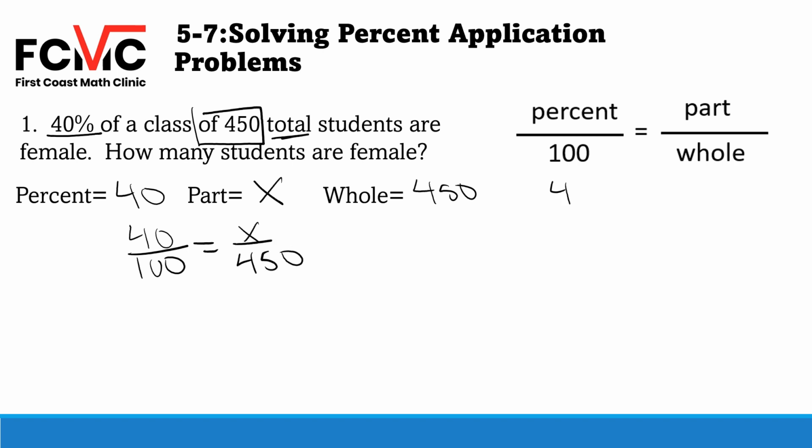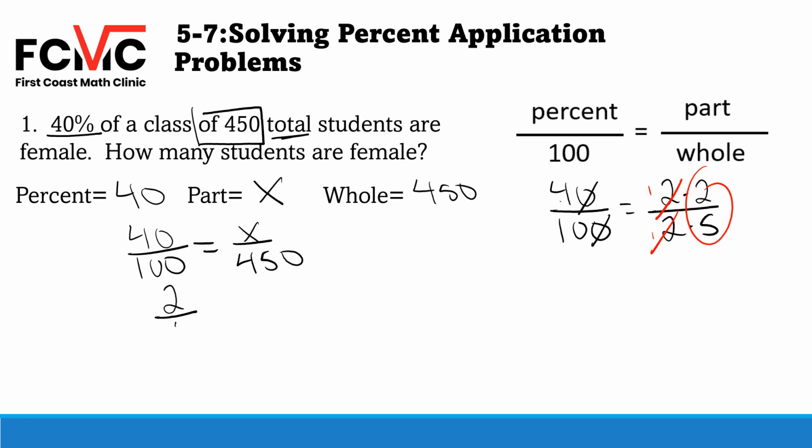Let's simplify the 40 over 100. We can cross out a 0 and a 0. We've got 4 over 10, so we can break that up into 2 times 2 and 2 times 5. The 2 and the 2 are going to divide out to 1 and 1, so we're left with just 2 over 5. So this is 2 over 5 equals x over 450. It's easier to work with 2 over 5 than 40 over 100. Now let's cross multiply.